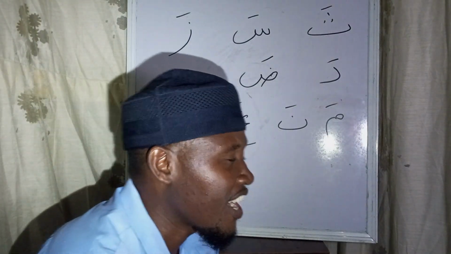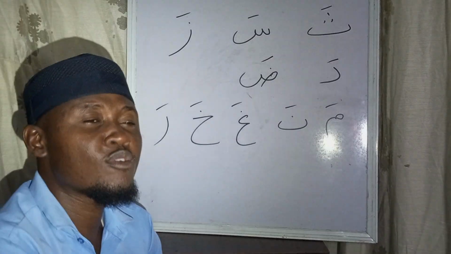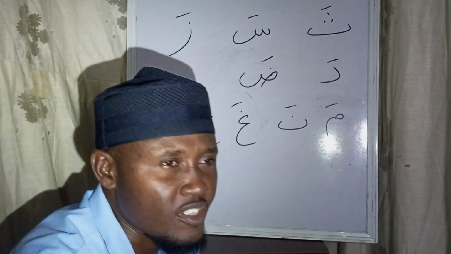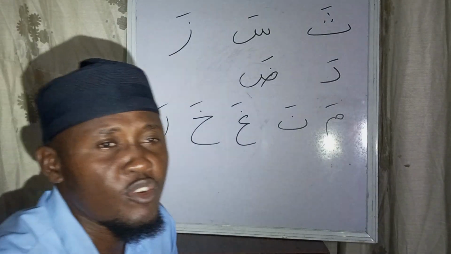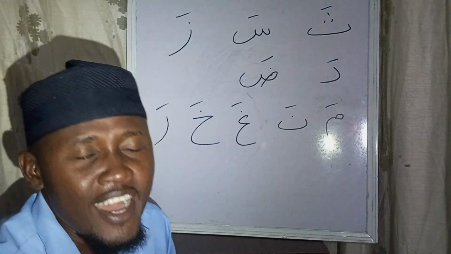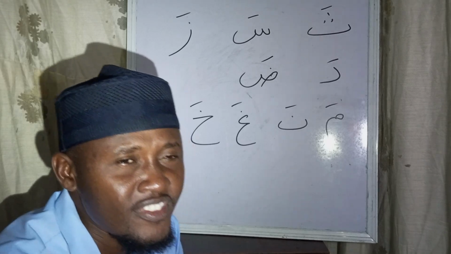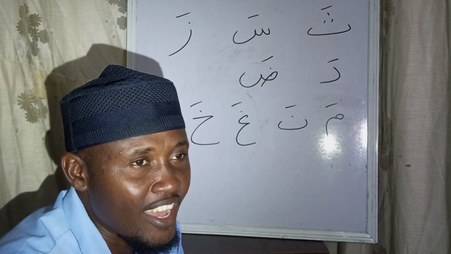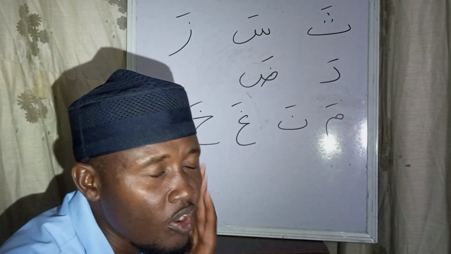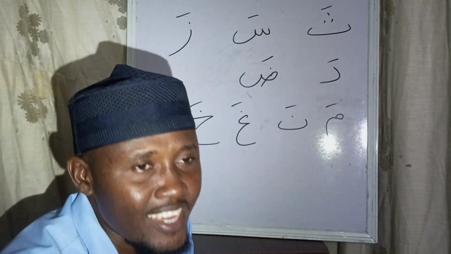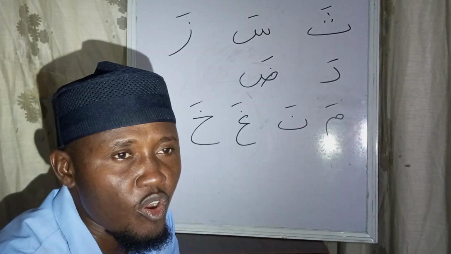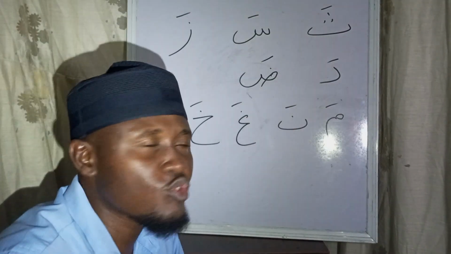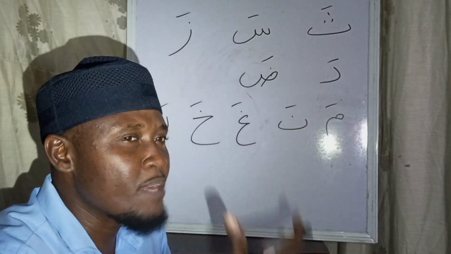Now, last class we talked about those letters that are similar in pronunciation, where we made mention of letters like A, Ha, Kha, A, and Ha. And then letters like Kha, Qa, and Ka. Now today, we want to go to some other letters that are a bit similar as well in pronunciation.